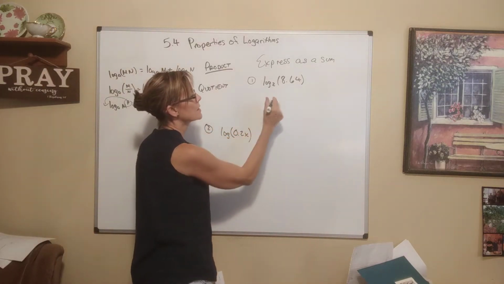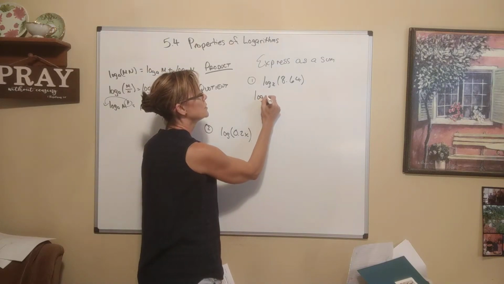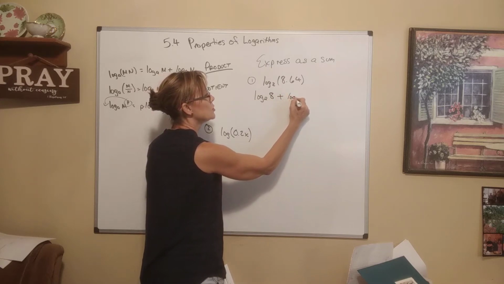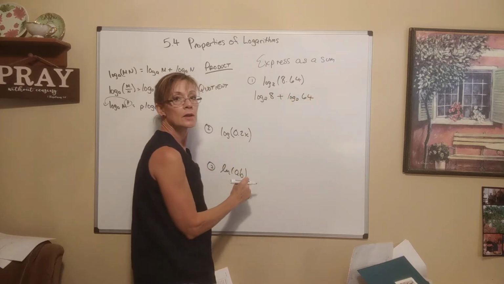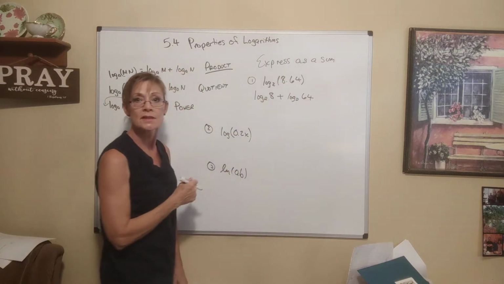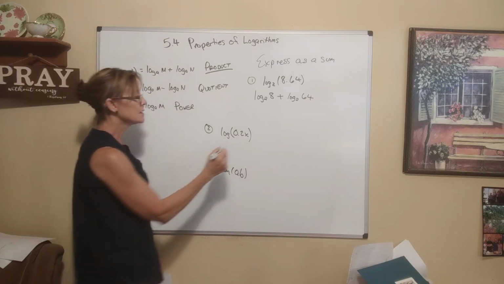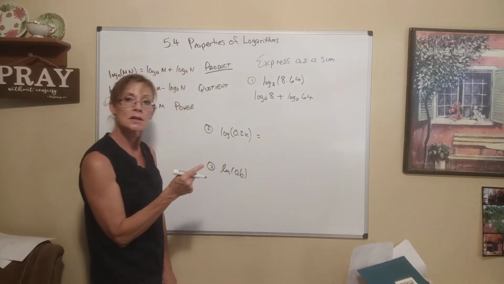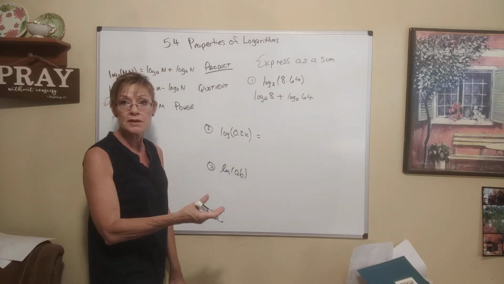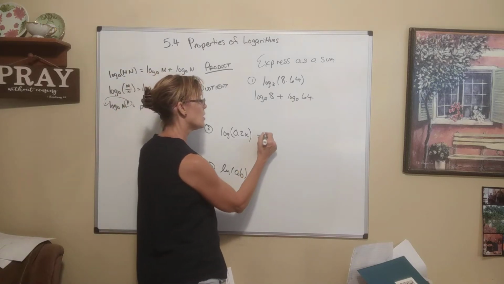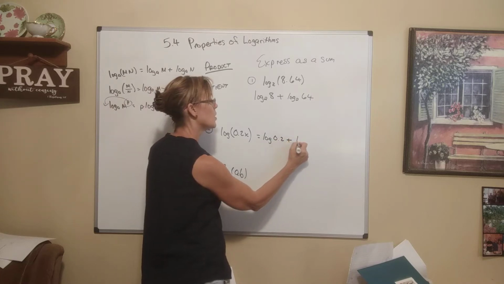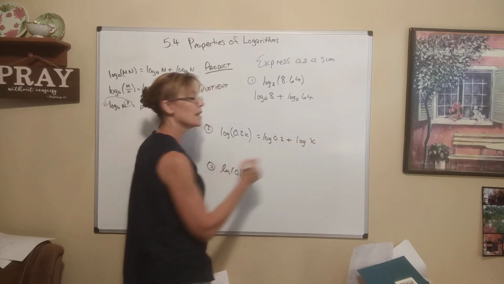So let's rewrite this. This is equal to log base 2 of the first thing being multiplied, 8, plus log base 2 of the second thing being multiplied, 64. We're going to come back and simplify this a little bit, but basically we have done that. We've expressed it as a sum. Let's do number 2. This is equal to log, what's the base here, by the way? The base here is 10. How do I know that? I don't see one. It's understood to be 10. It's the common logarithm. Log base 10 of 0.2 plus log base 10 of the second thing, x.